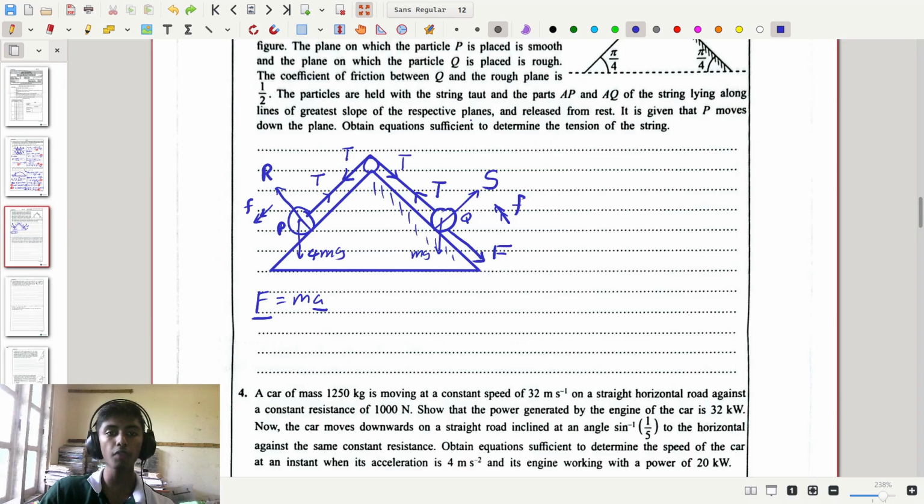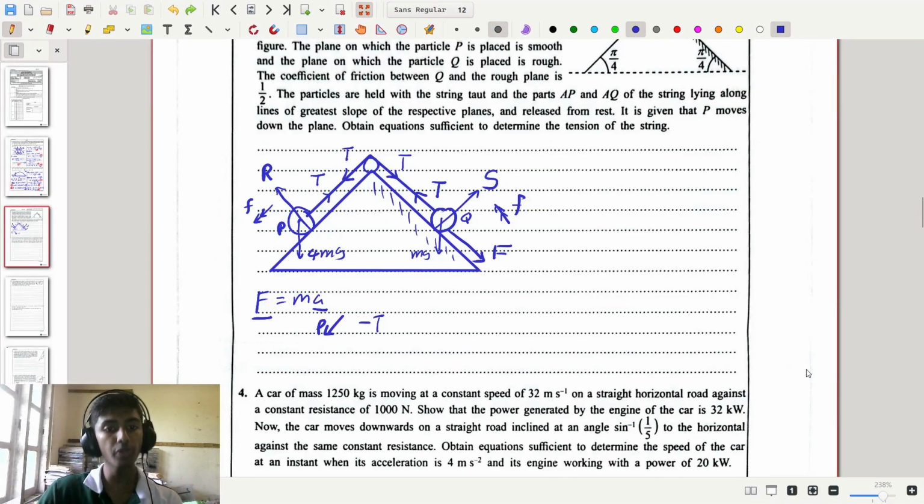If we consider applying F equals ma, we can apply it in different directions. But since all of the forces are either in this direction or perpendicular to that direction, or in this direction or perpendicular to that direction, what we could do is apply our F equals ma down the slope and perpendicular to the slope, and up the slope and perpendicular to the slope. Now if we consider, let's say, for particle P, if we apply F equals ma down the slope like this and consider the forces involved, we have an R force which is perpendicular to that, so it's not going to contribute. We have a T force that is in the direction but is in the negative direction, so we have negative T.